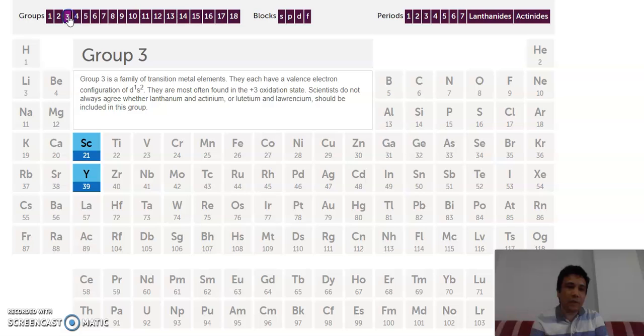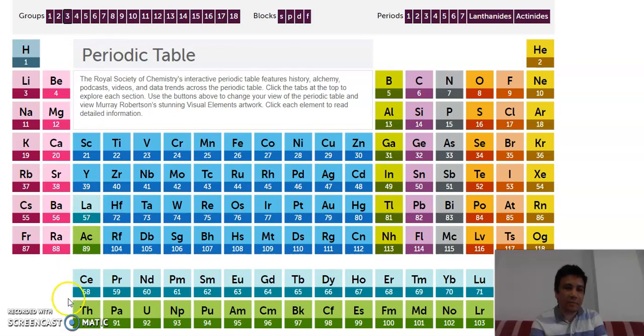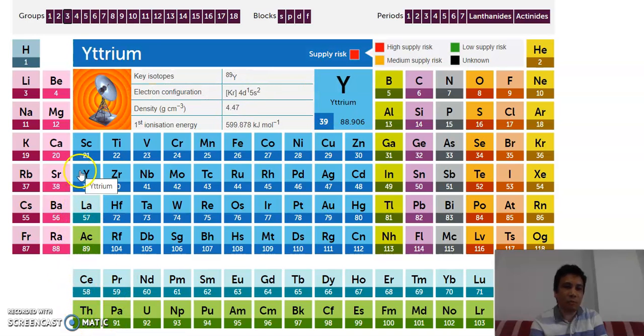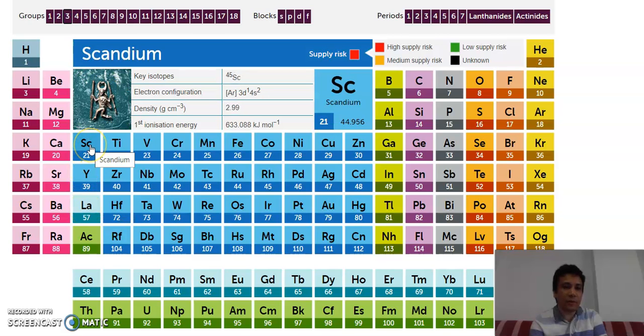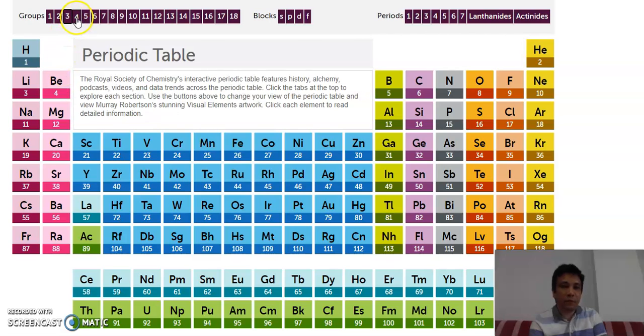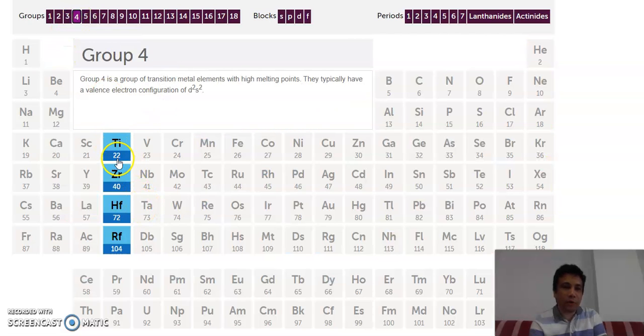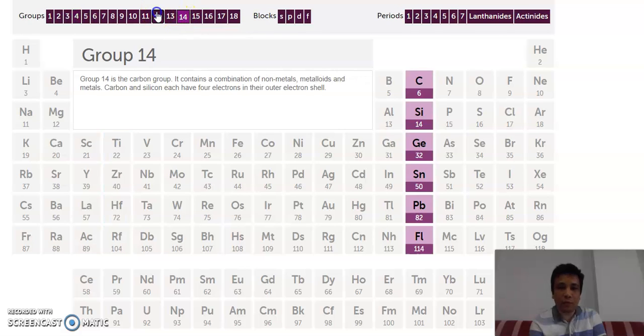In the third group, scandium, yttrium, and the lanthanides and actinides are placed below. So sometimes they are not considered in the third group elements. The fourth group also contains different elements: titanium, zirconium, and others. Those are transition metals from scandium to zinc. That means from group 3 to maybe group 12.